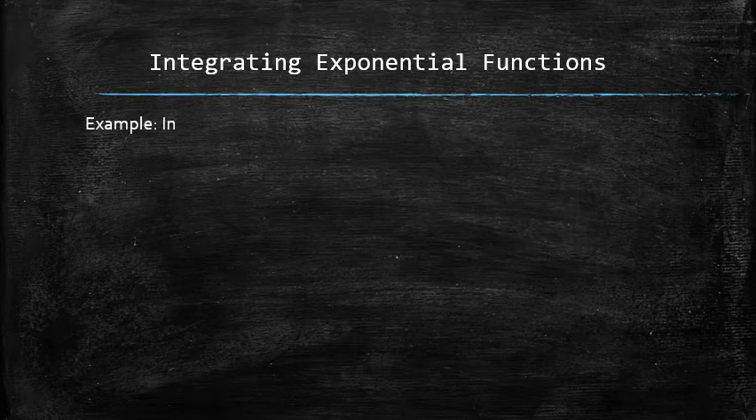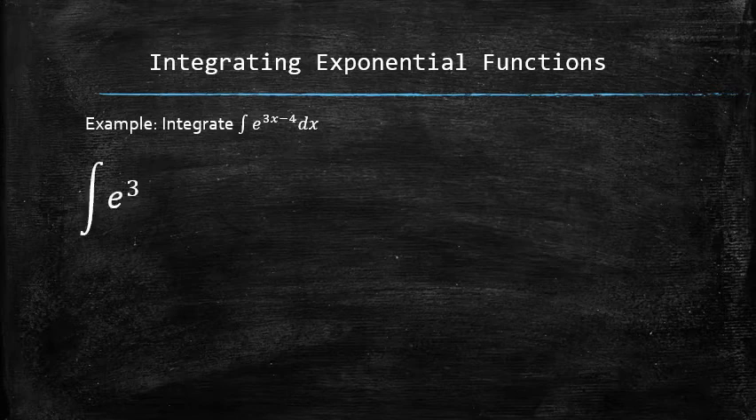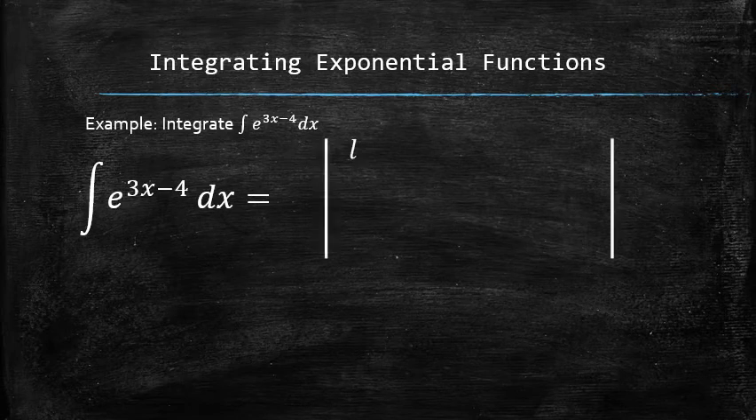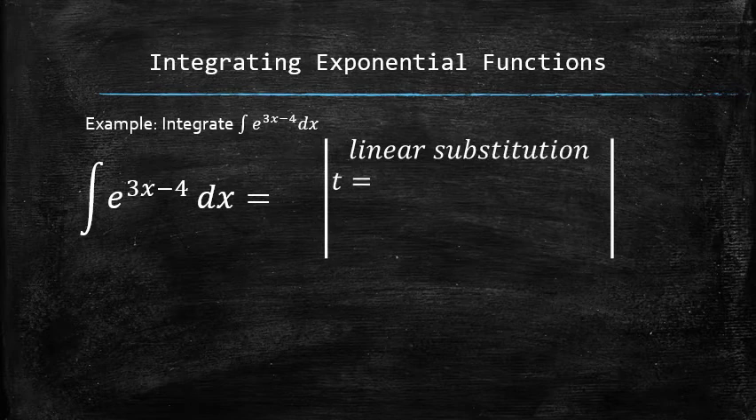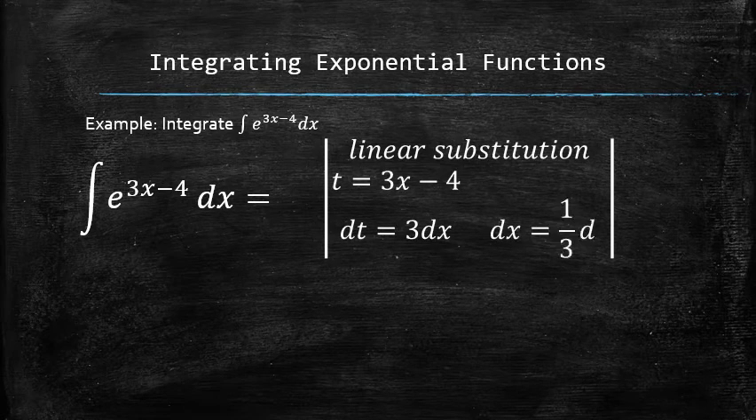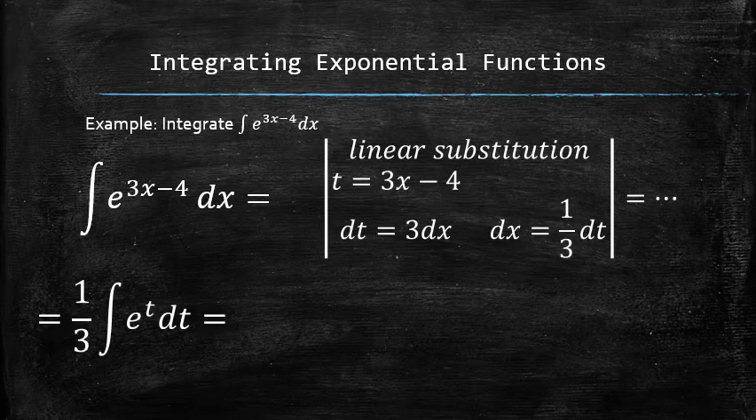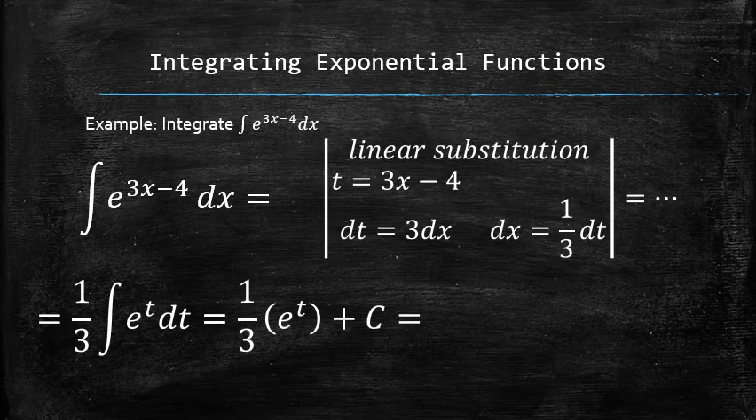Let's do an example of a linear substitution. We set up the substitution by setting t equal to 3x minus 4 and finding the differential of t and expressing dx in terms of dt. As a result, we have a simple indefinite integral in terms of t. We continue with the integration process by finding the antiderivative and replacing t with the original function.